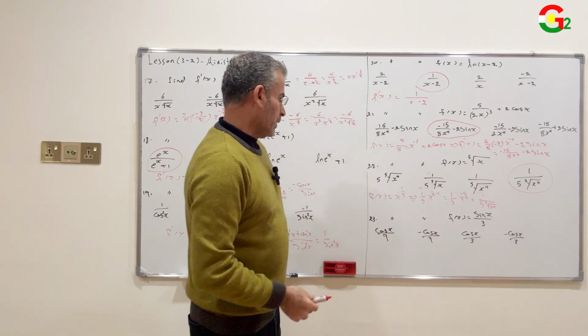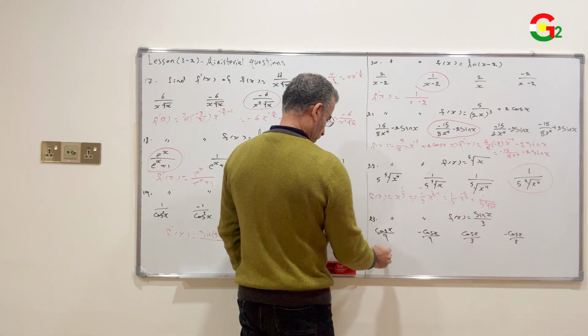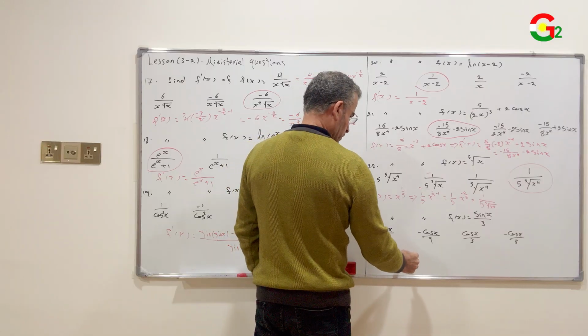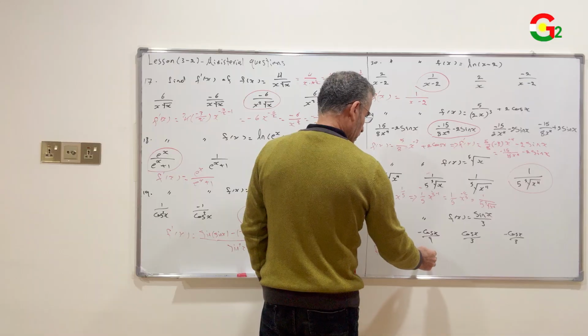Question number 23. Find the derivative of this function. F prime of x equal to 1 over 3 cosine x.